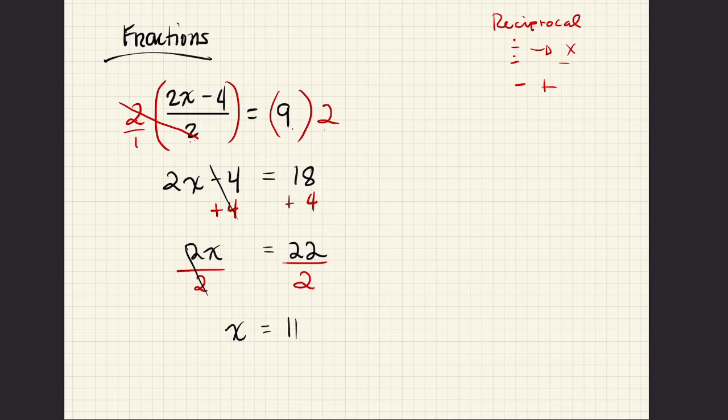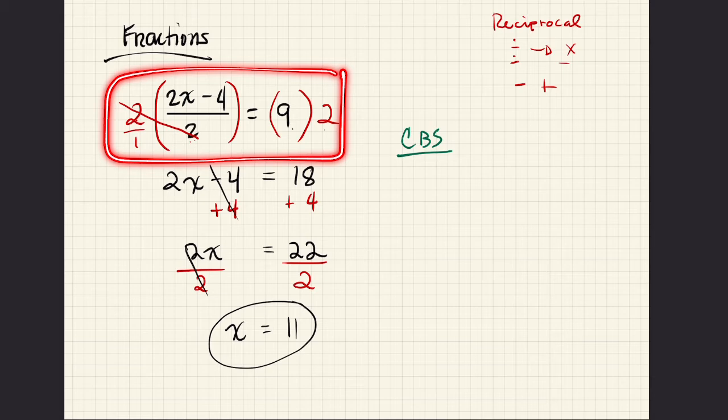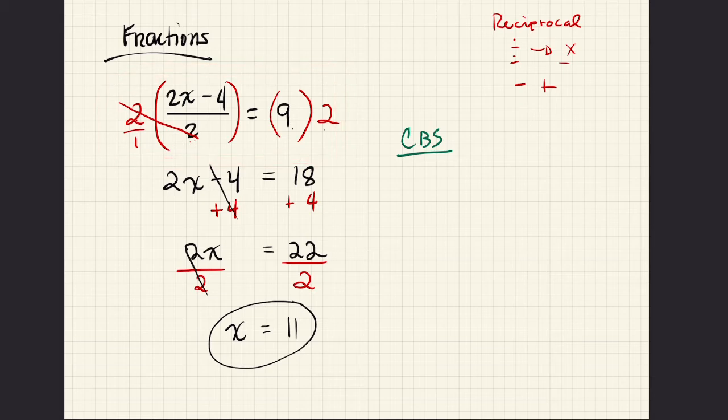Of course, if it's a straightforward linear equation, you do have to check by substitution. Get the original, okay? Don't be lazy. Copy the original. So that's 2x minus 4 over 2 equals 9. Now, what is x? X is equal to 11. So we substitute x by 11.